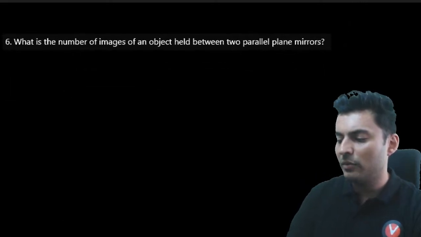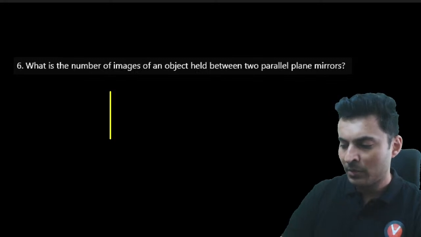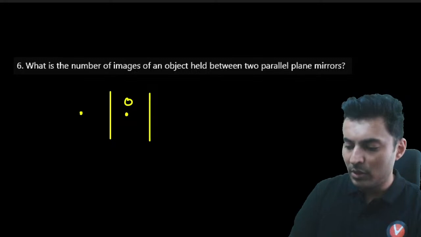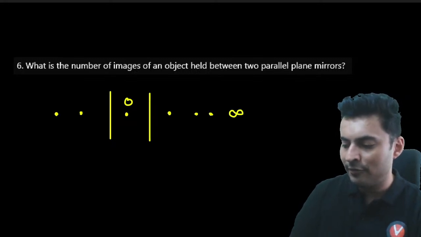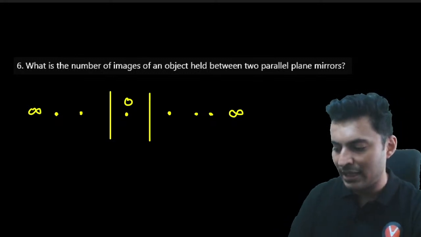What is the number of images of an object which is formed between two plane parallel mirrors? This is very, very simple. If you place any object, images are formed on both the sides, and an infinite number of images are formed on either side. That's it, as simple as that.